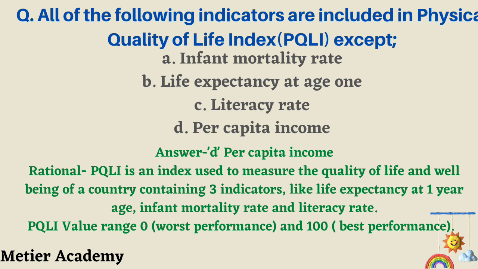The rationale behind this is, PQLI, that is Physical Quality of Life Index, is an index used to measure the quality of life and well-being of a country, containing three indicators: life expectancy at 1 year of age, infant mortality rate and literacy rate. There is also a value for PQLI, that is 0 is worst performance and 100 is best performance.